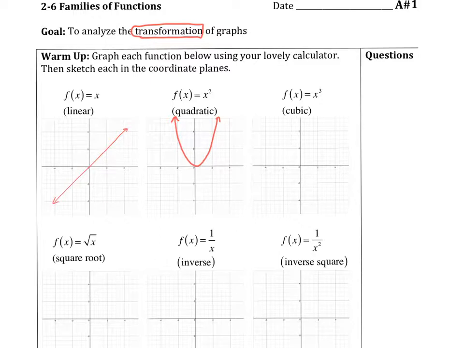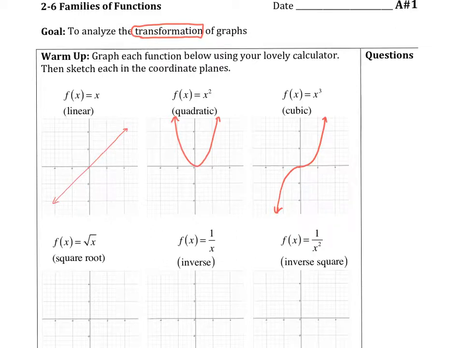basically look like. So when I graph the function f of x equals x, you just get a straight line. We call that a linear function. If I plug this into my calculator, I get f of x equals x squared, and I get this shape right here. This has a special shape. It's called a parabola, and we call the function a quadratic.